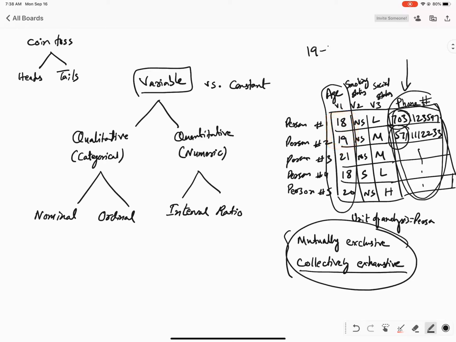So I've just taken the difference between 19 and 18 and interpreted the difference without any problem. The person who's 19 is 1 year older than the person who's 18. Or I can add two numbers together.